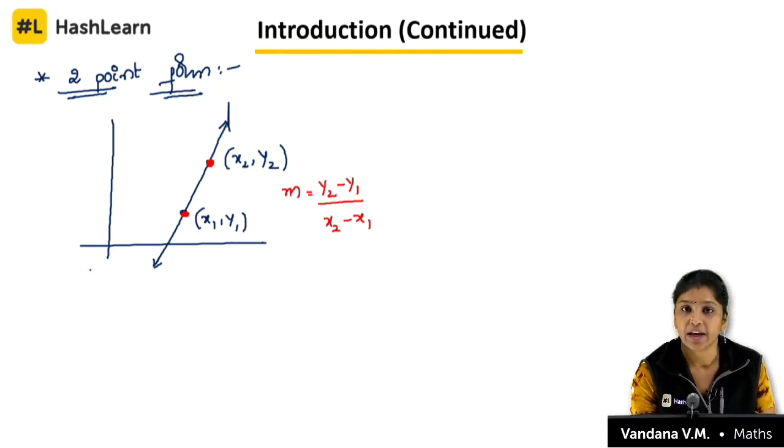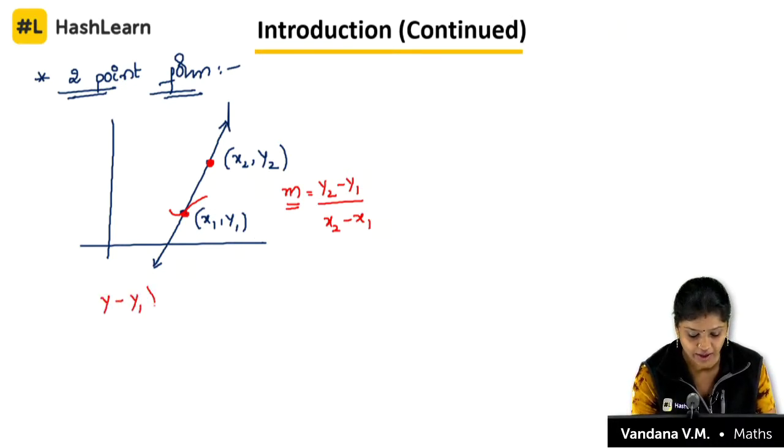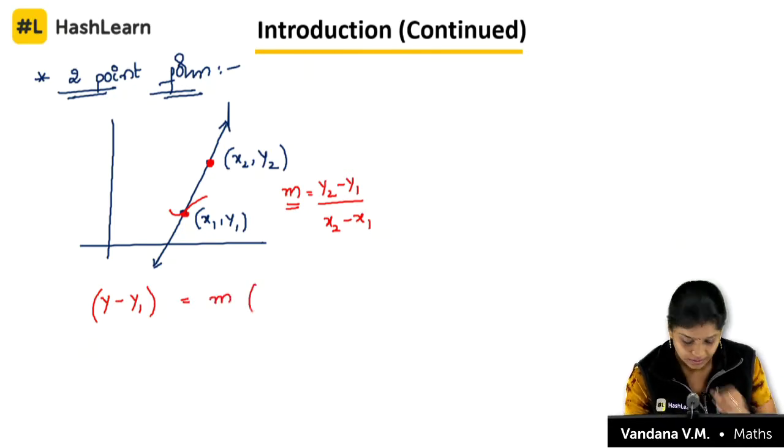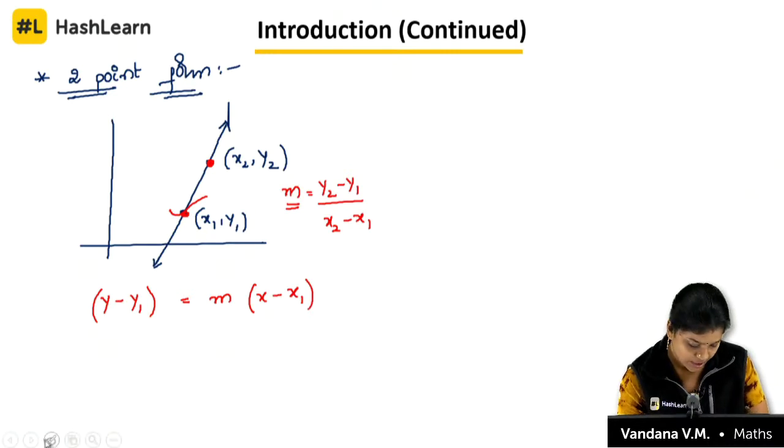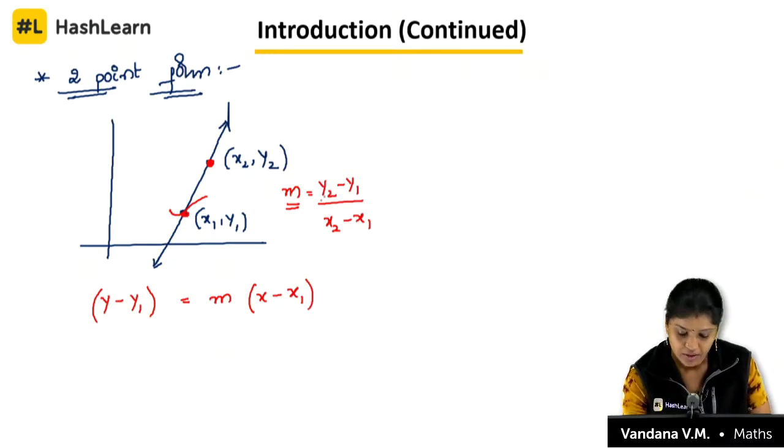Fine, I can find out the slope and it is passing through 1 point. So, I know the slope, I know the passing through the point. So, what is the equation? Y minus y1 is equal to m into x minus x1. Now, write the value of the slope.